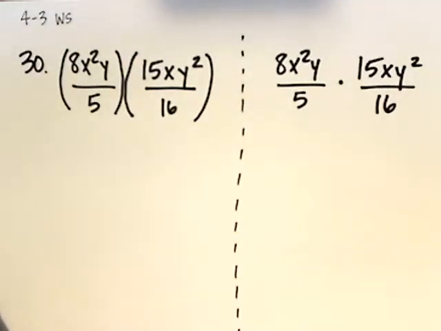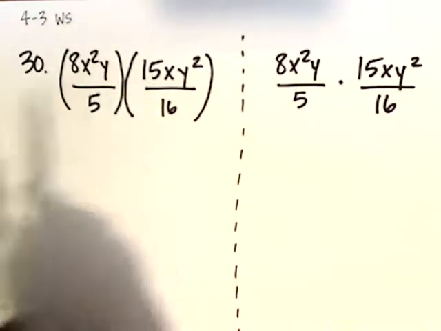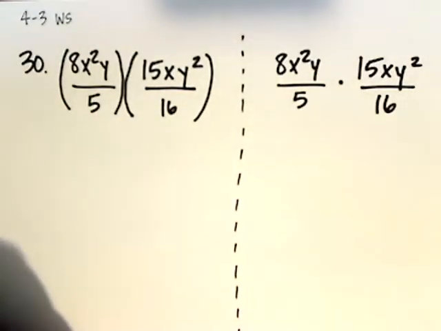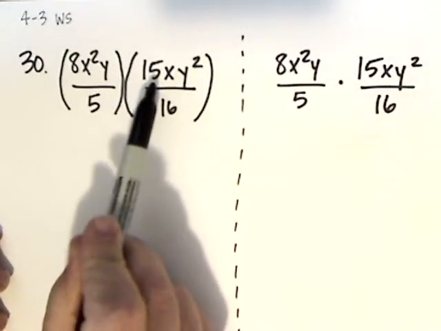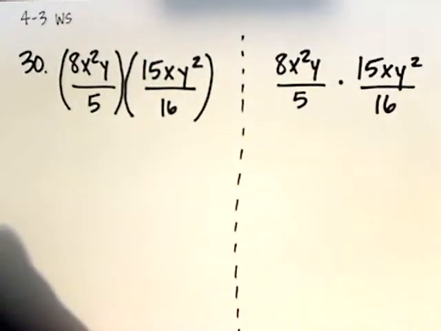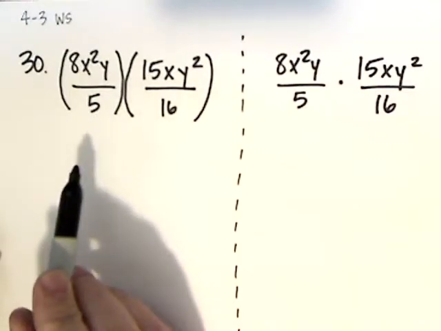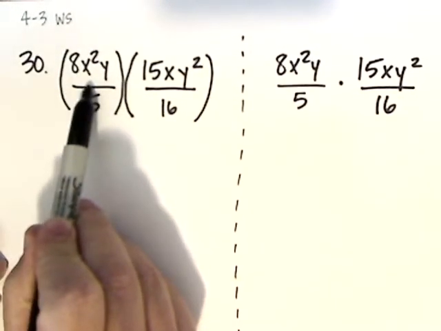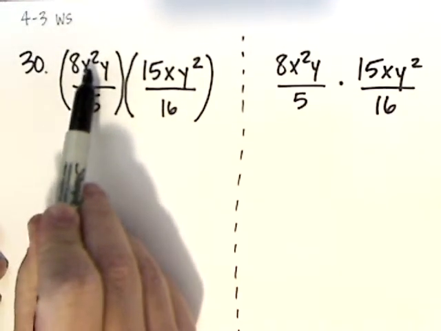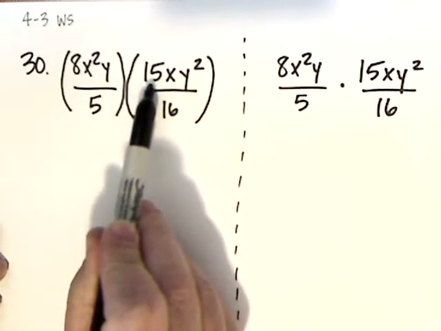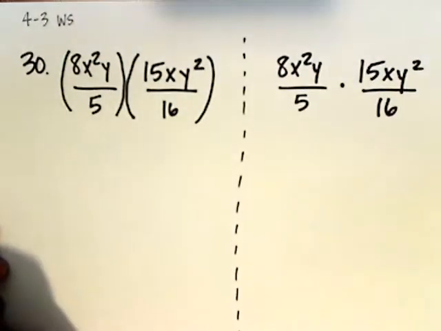And what we're going to do is treat the numerators and the denominators separately, and at the end we're going to reduce what we have. Okay? So when we multiply two fractions, if you remember, what we do is we multiply the numerators and then multiply the denominators. So let's start with the numerators. Now on this fraction right here, I have 8x squared y. This fraction is 15xy squared.